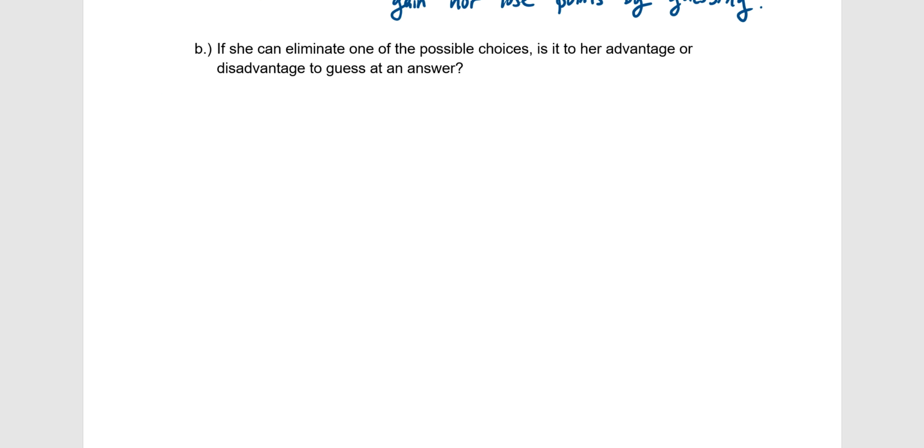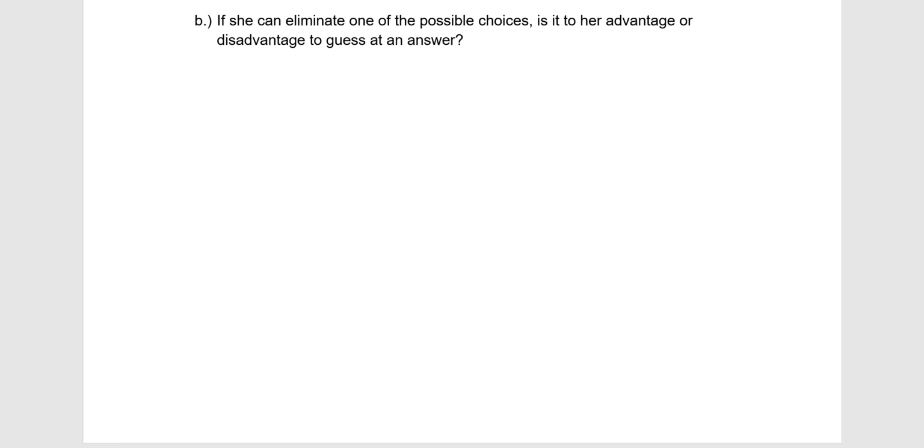Okay, for the next one, if she can eliminate one of the possible choices, we want to know, is it in her advantage or disadvantage to guess in an answer? So hopefully we know that it will be advantageous for her based on what we got on the last one. Out of 5 choices, now we're going to have 4 choices. So the setup is going to be exactly the same. It's going to be P1A1 plus P2A2.